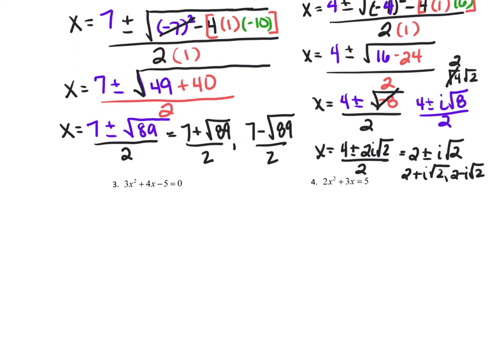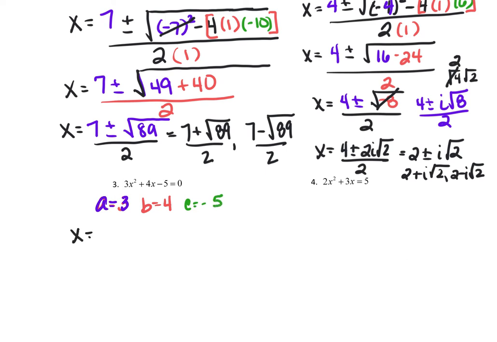On the next one, again, it's already written in the form, so you have a, b, and c. Your a is equal to 3, your b is equal to 4, and your c is equal to negative 5.